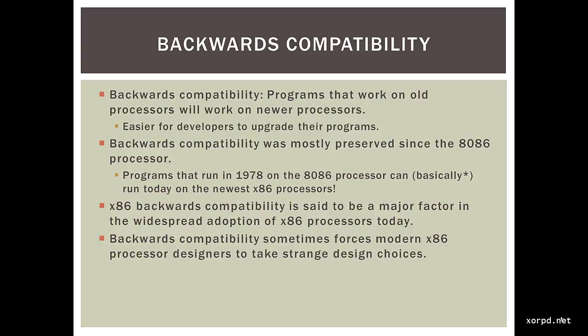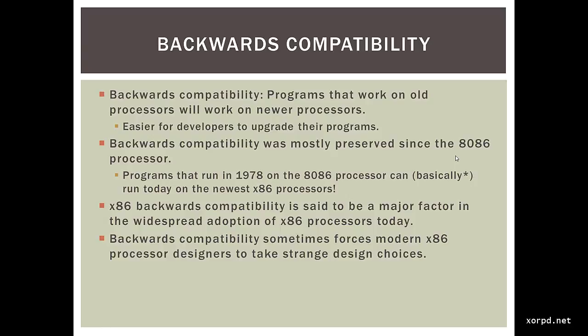This is mostly how it works in the x86 family of processors. Maybe it is one of the most significant characteristics of the x86 family, the backwards compatibility. Backwards compatibility was mostly preserved since the 8086 processor. Actually, programs that ran in 1978 on the 8086 processor can basically run today on the newest x86 processor. We have this star here because it's not really true, but basically it is true.